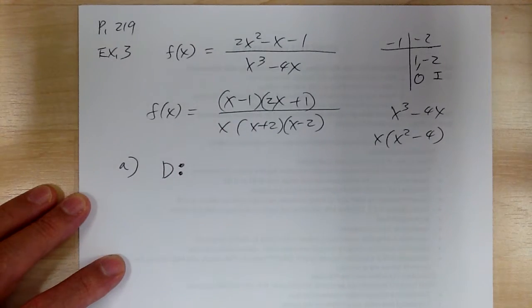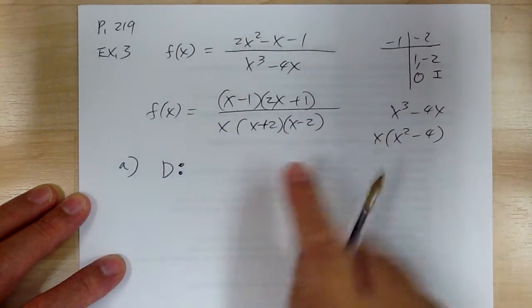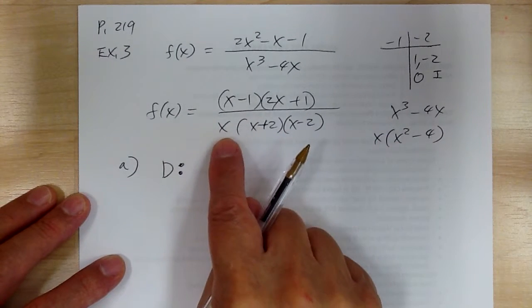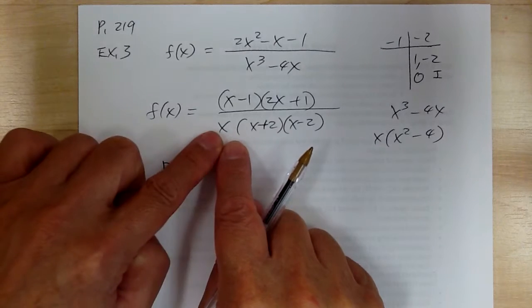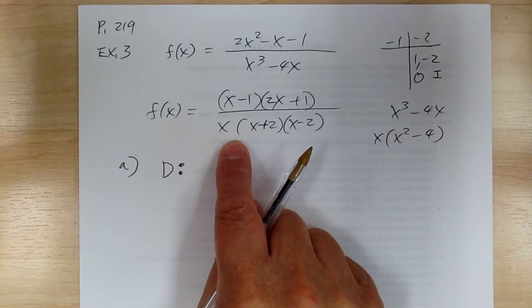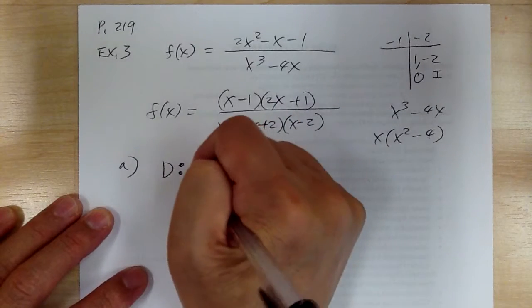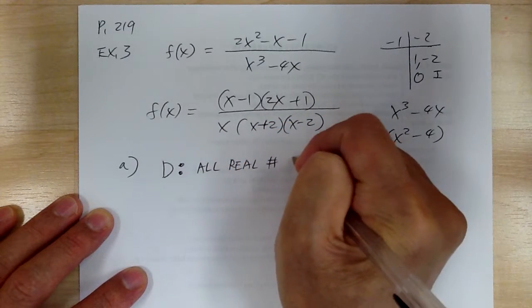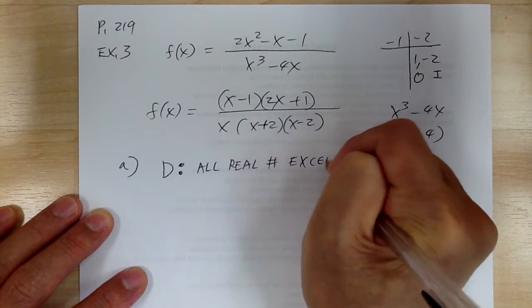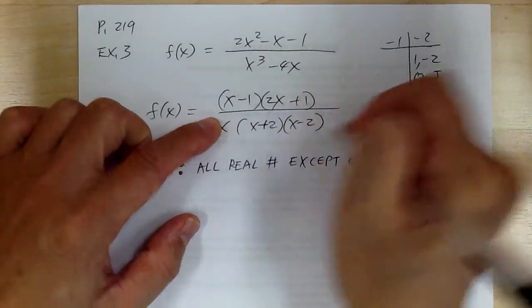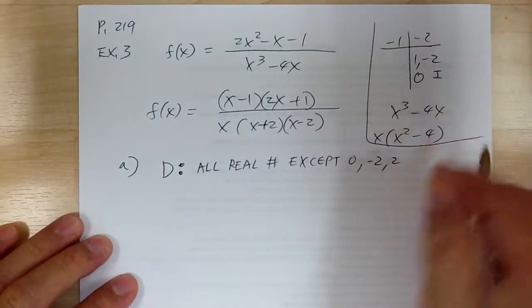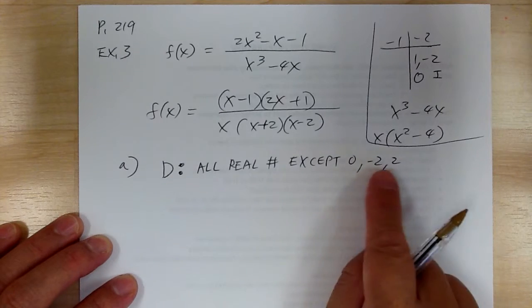Okay, domain means the values of x that you are allowed to have. The answer will be all real numbers except for 0, negative 2, and 2. You can't have 0 because when x equals 0, you get 0 in the denominator, which makes it undefined, right? Again, you're not allowed to divide by 0. You're not allowed to have a 0 in the denominator. So the answer would be all real numbers except 0, negative 2, and 2. Okay?